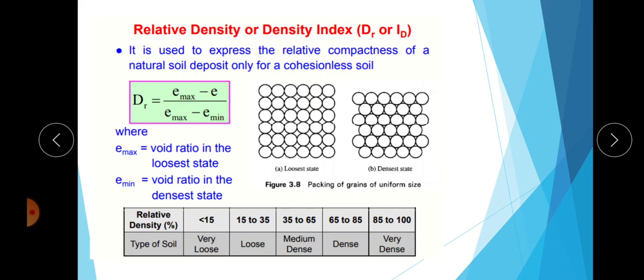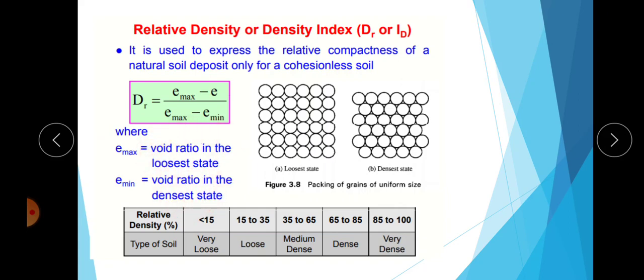That is, relative density is equal to e max minus e, or e natural, divided by e max minus e min, into 100, which can be represented as a percentage. Here, e max is the void ratio in the loosest state. If the arrangement of the soil is loose, the void ratio will be maximum. Okay, that is clear. In the loosest state, the void ratio will be maximum, that is e max. So e max is the void ratio in the loosest state.